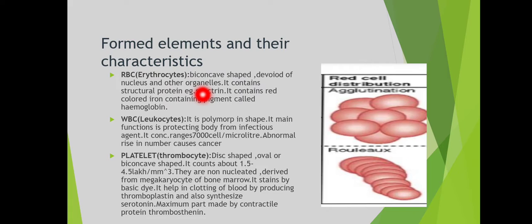Formed elements: RBCs, red blood cells, red blood corpuscles. We can see that red blood cells are biconcave in shape. They are devoid of any nucleus or other organelles, and they contain the protein spectrin.